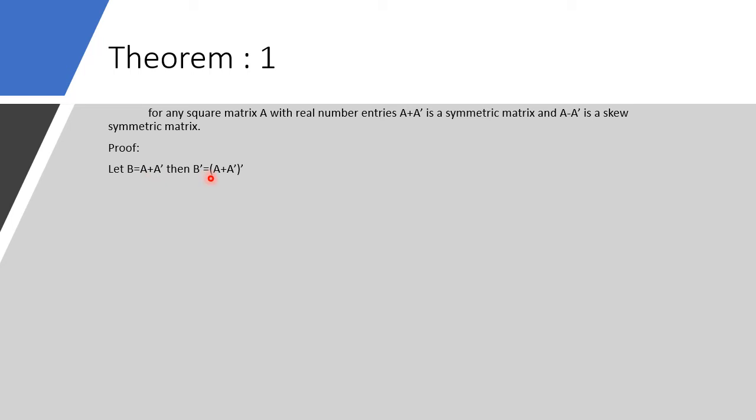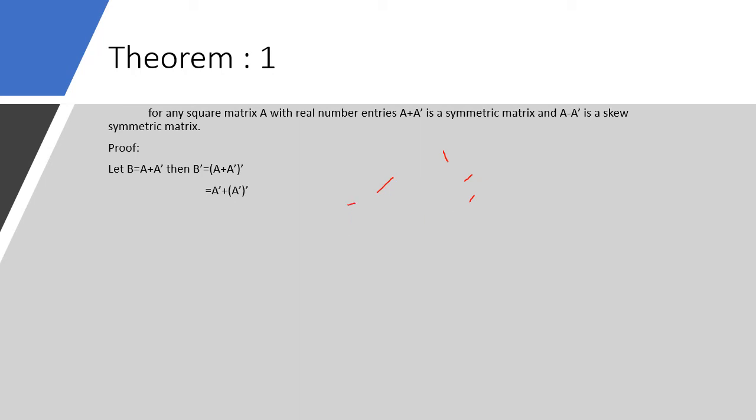Then what can be the B dash? A plus A dash whole dash, right? Now, if you look at the properties, there is a property I have just explained: (A plus B) whole dash, what will it be? A dash plus B dash. A property of the transpose of a matrix we have seen is A dash plus B dash. So similarly, if it follows here, then what will it be?